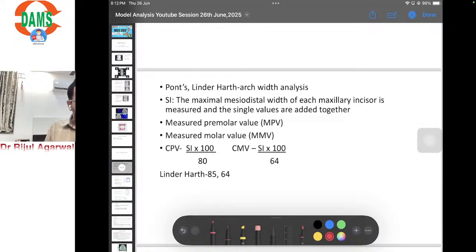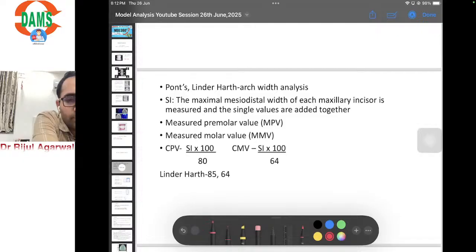Students, just remember in these model analyses which incisors are taken. Here we are taking the maxillary incisors. In the upcoming analyses, somewhere it will be the mandibular incisors. So just remember from day 1: in Pont and Linderhardt we are taking maxillary incisors.